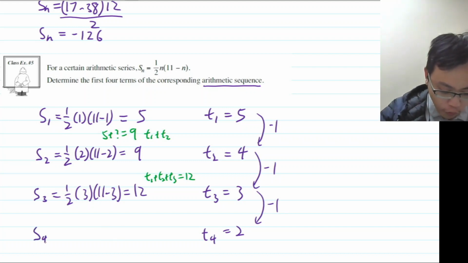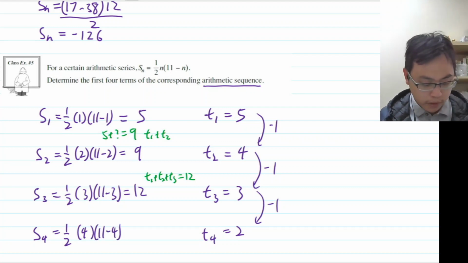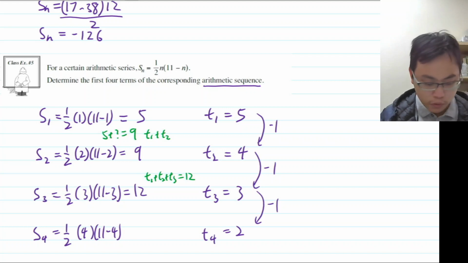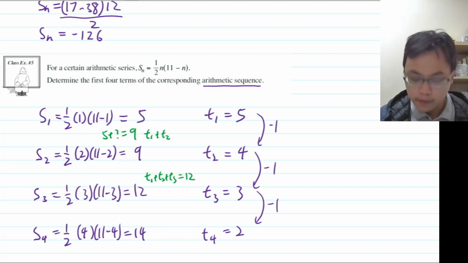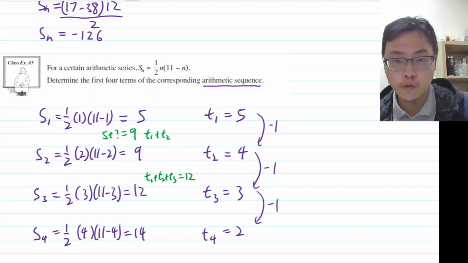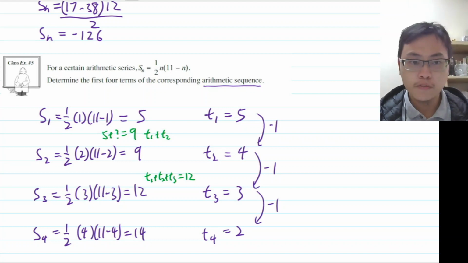So S of 4, let's put it into the formula again. That's half of 4, 11 minus 4. 11 minus 4 is 7, times that by 4, divided by 2, that's 14. And so 12 plus 2 gives me 14. So I know that I'm correct. Okay, so that is it for this video.